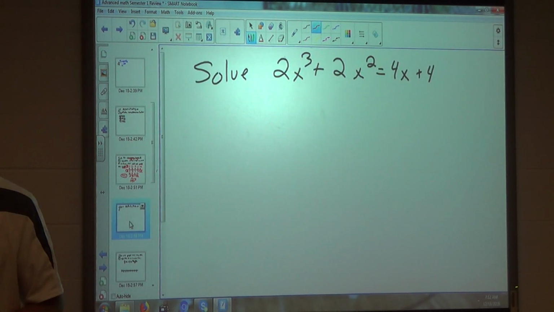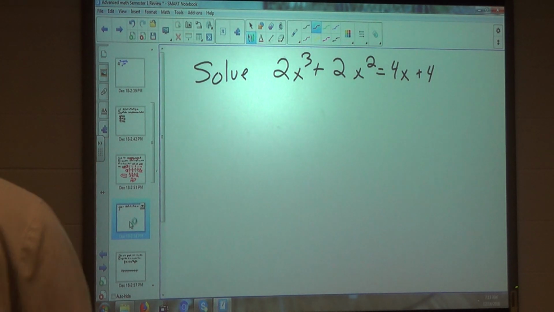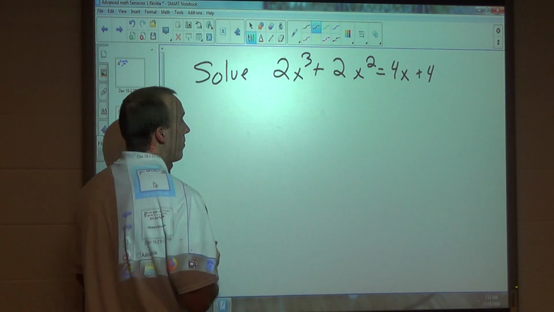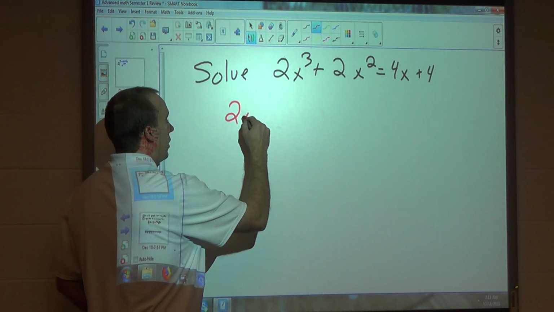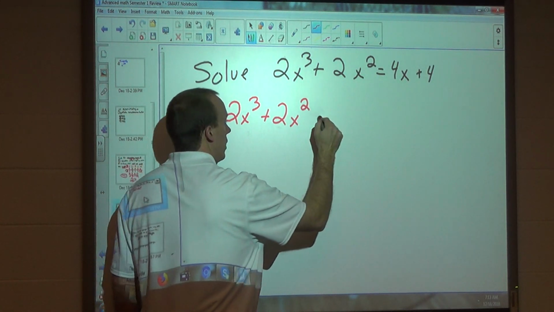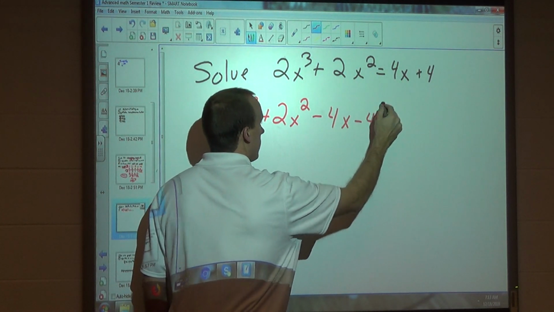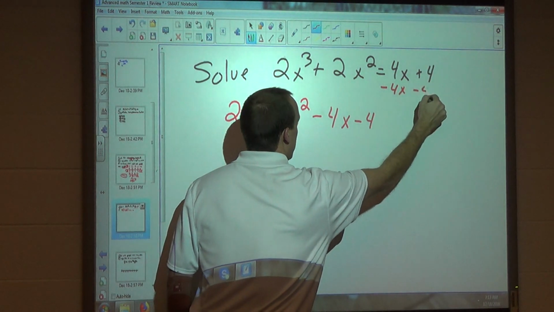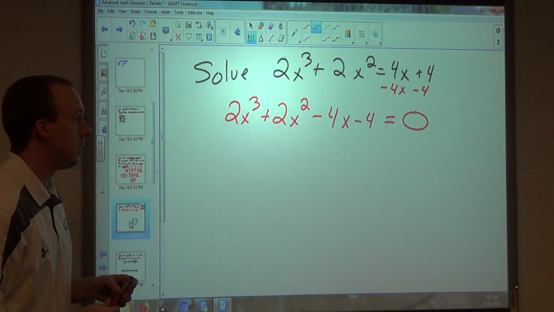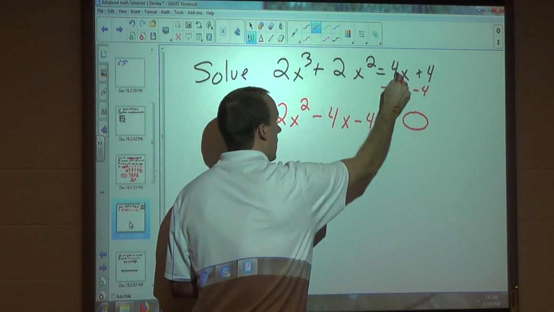All right, next one here. Solve that equation. Okay, so if I'm going to solve it, you always set it equal to 0, which means I will have 2x cubed plus 2x squared minus the 4x and minus the 4, because you're going to minus them to the other side. And then that's going to give me 0 on this side, because these will cancel.